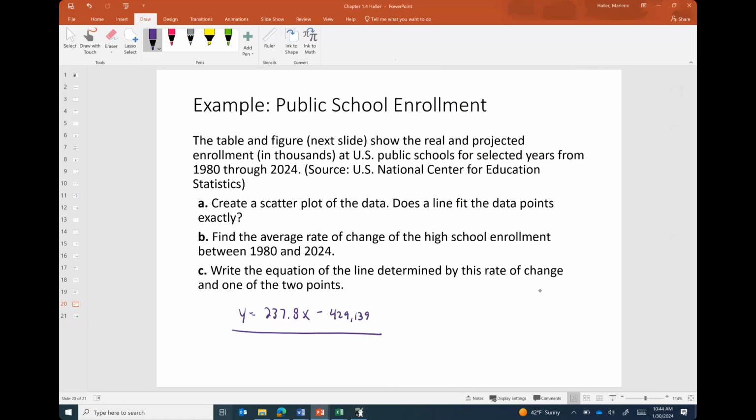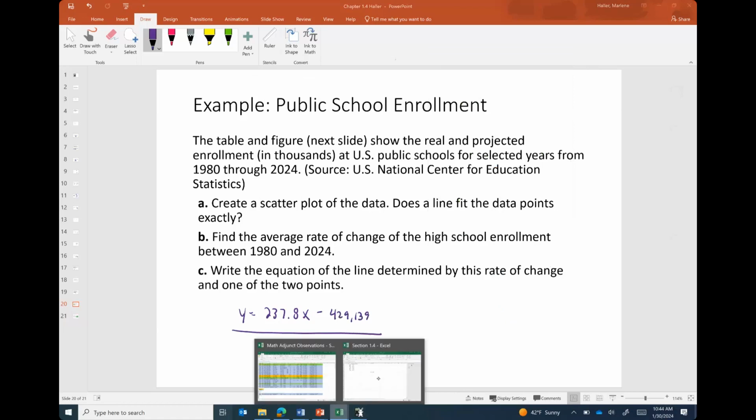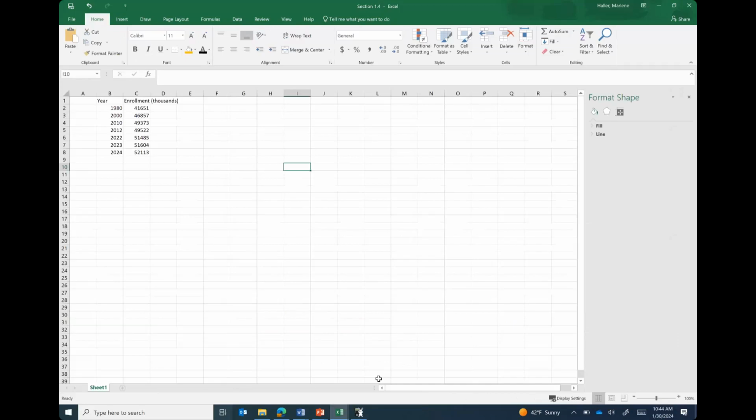Okay, now we can do the same thing in Excel, and Excel is a little bit prettier and nicer for projects and reports. So let me show you how to do it in Excel. Over here in Excel, the first thing you want to do is type in the years in one column, and I like to give it a heading. So there's the year, and then I put the enrollment data in the second column with a title as well.